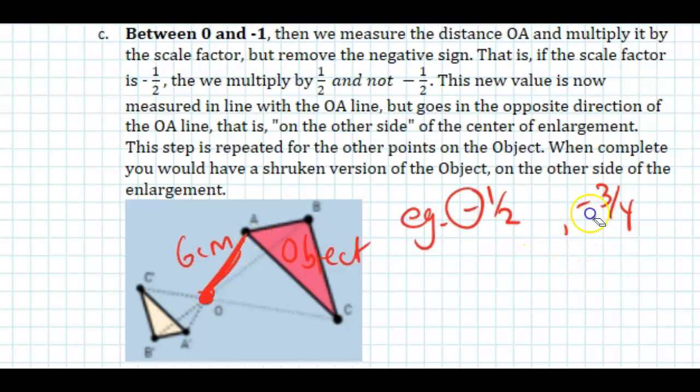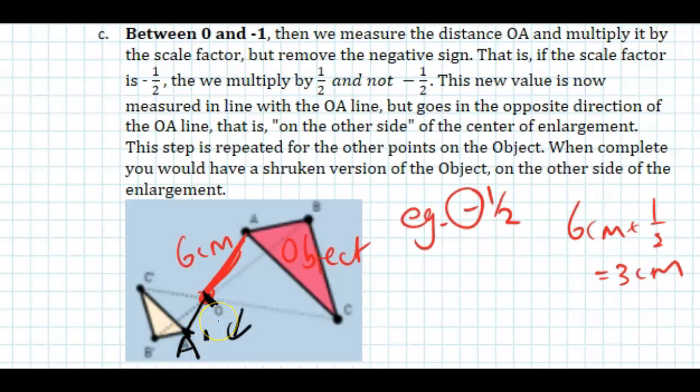Say it was -1/2, then I will take that same 6 centimeters and multiply by a half. I will end up getting 3 centimeters. Now what am I going to do with that 3 centimeters? I'm not going to measure in the same direction going out like this. No, I'm actually going to measure 3 centimeters going this way. So this distance from the center to wherever 3 centimeters ends, that is going to be A dash.